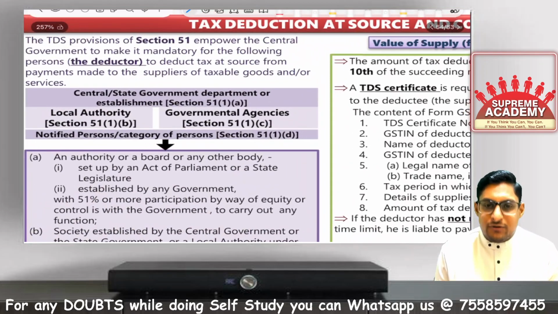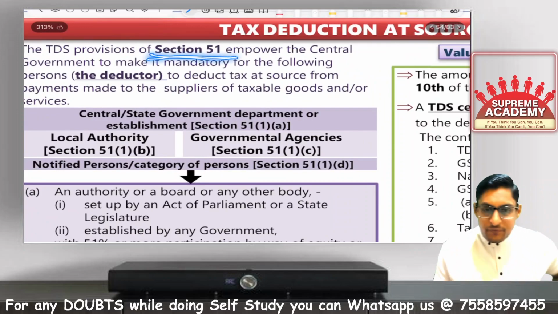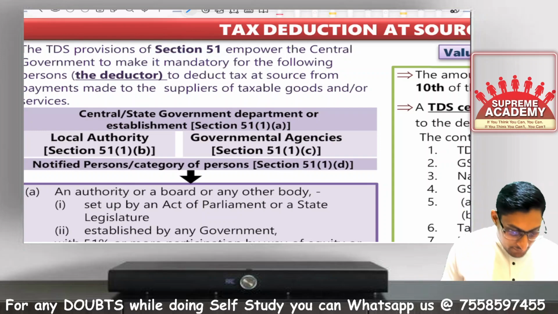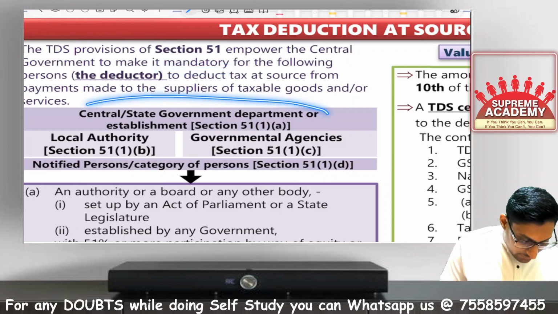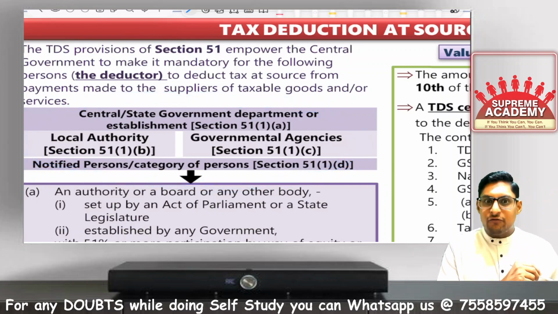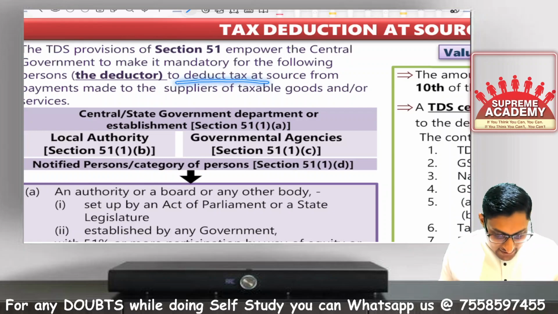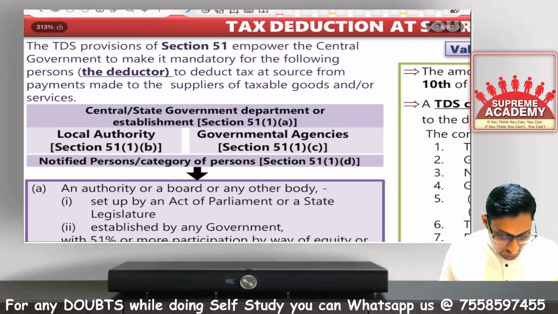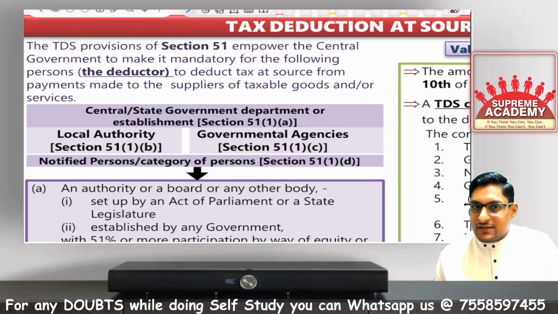When we are talking about TDS, we should read section number 51. Section 51 says that the central government has the power to make it compulsory for the following persons, the following deductors, to deduct tax at source from payment made to the supplier of taxable goods or services. It means one thing is clear.